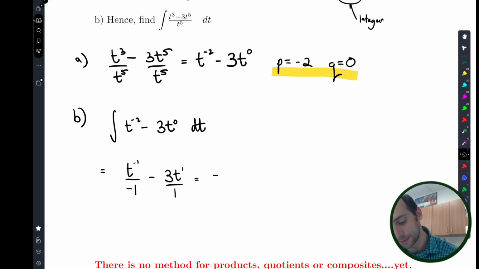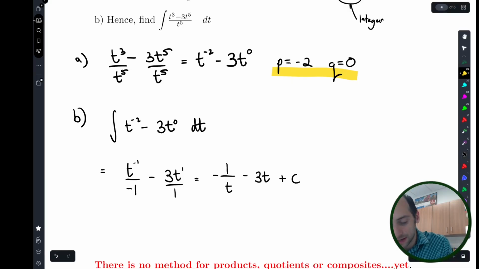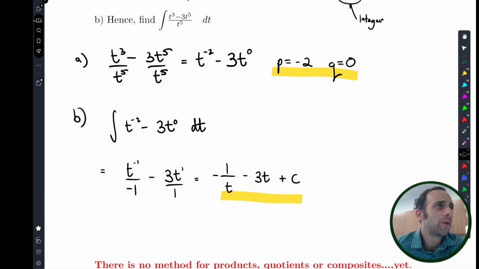We can clean this up and simplify it to negative 1 over t, minus 3t plus our arbitrary constant c. Okay. So what we've done in this problem is take a quotient and use some algebra manipulation to turn it into a reverse power rule integral.